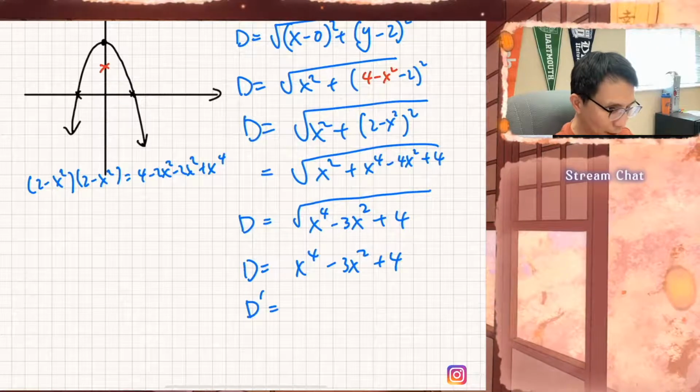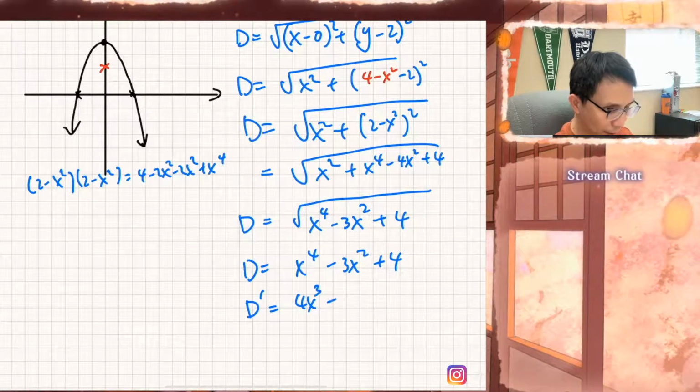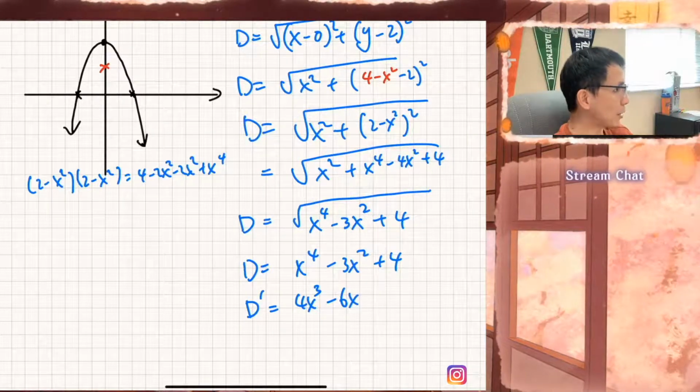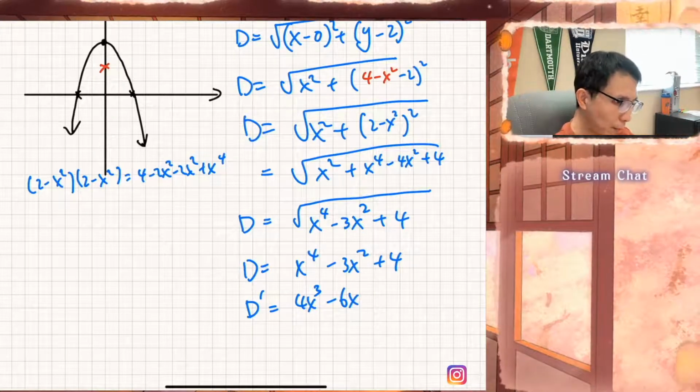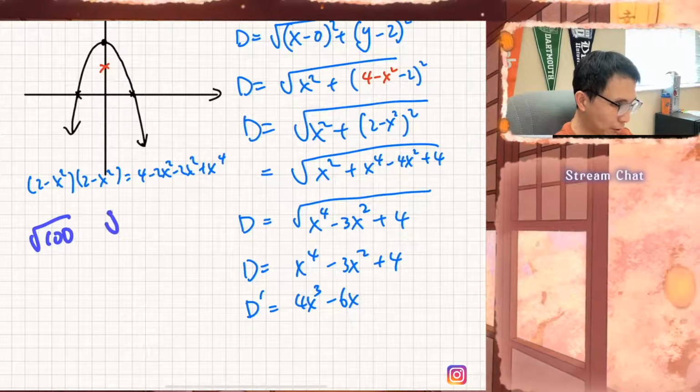So d prime is equal to 4x cubed minus 6x. Do you understand why I dropped the square root? Can you explain it again? Yeah. So imagine I have square root of 100 and square root of 36.